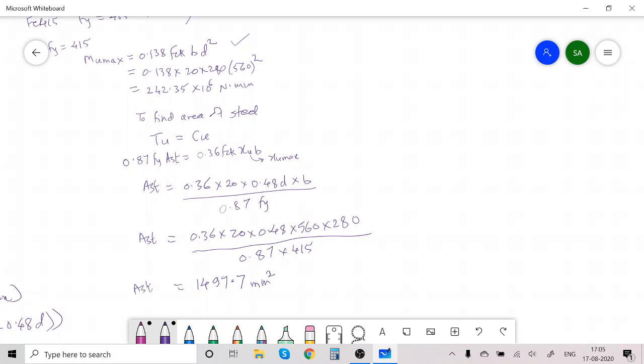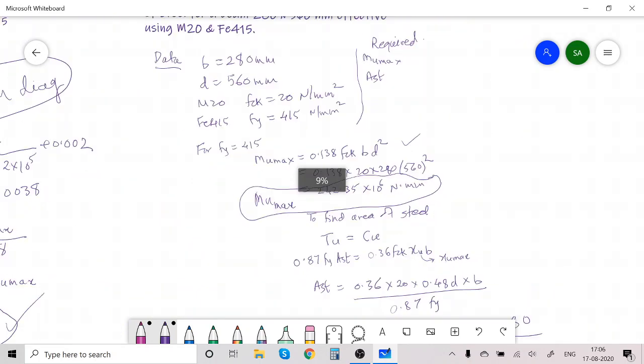Area of steel is equal to 1497.7 mm square, and the required Mu max is 242.35 into 10 raised to 6 Newton mm. So this type of problem can be asked for 4 marks in the examination.